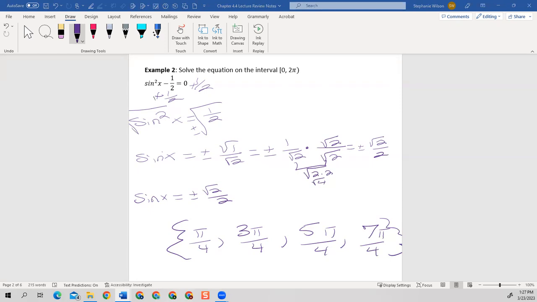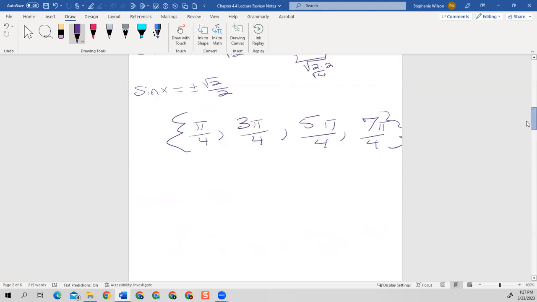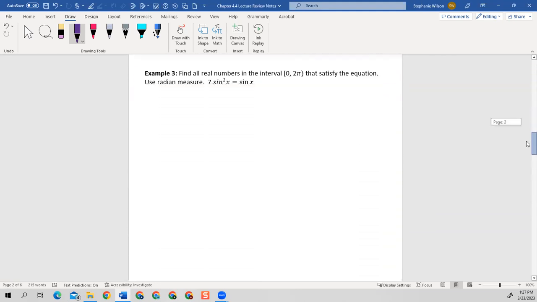Let's go to our next example. Find all real numbers in the interval of 0 to 2 pi that satisfy the equation. Use the radian measures. All right. Well, we're going to use some substitution here because we have, or we can factor. Sometimes we need to use the substitution. But before we do that, I noticed that I have a sine squared and a sine here. I need them both on the same side. I can't put them together, though. However, I can rewrite them.